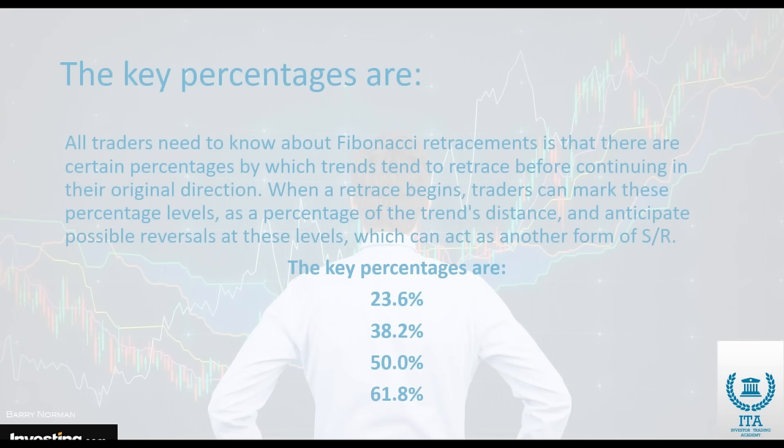Now, these levels are the percentage of the move of the previous trend. So if it was an uptrend, it's where that uptrend started to where that uptrend is. And then you take 23.6 of that and drop it down. You take 38.2 and drop a line, and 50% of that current movement, and then 61.8, and you have your Fibonacci's on the scale.